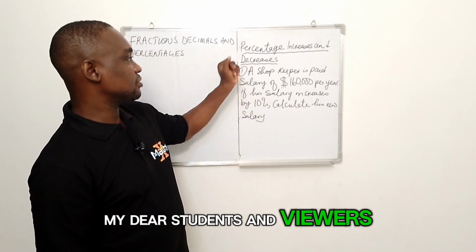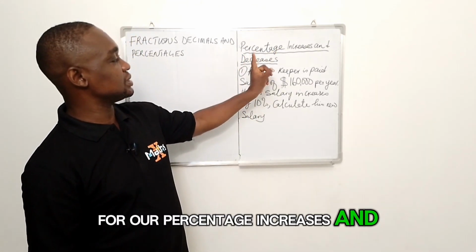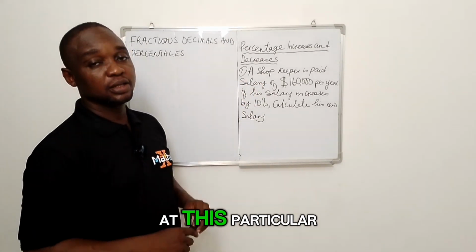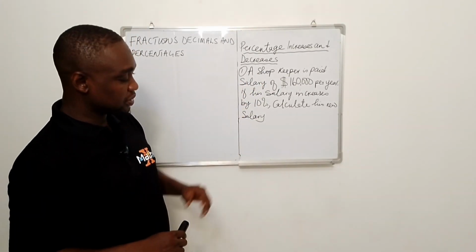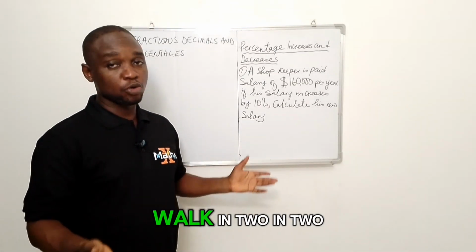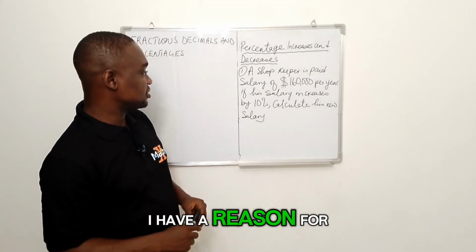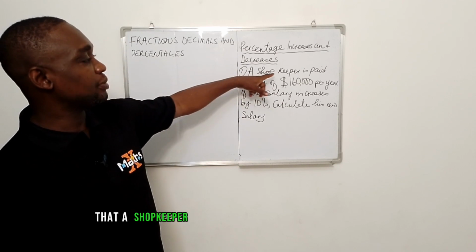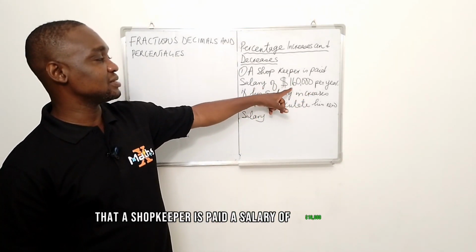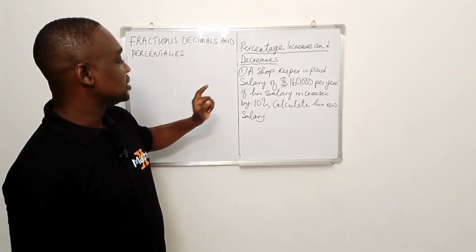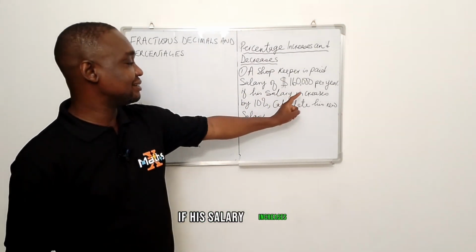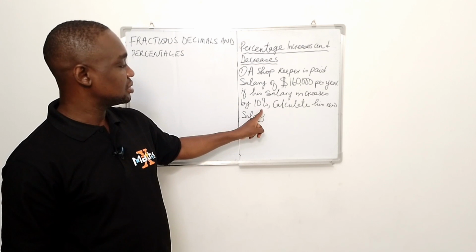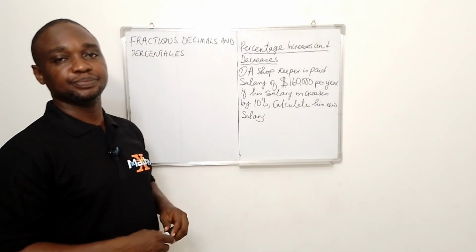So, my dear students and viewers, for our percentage increases and decreases, still on percentages, let's look at this particular example. I can afford to work in two ways. I have a reason for saying that. So let's look at our first example here, that a shopkeeper is paid a salary of $160,000 per year. If his salary increases by 10%, calculate his new salary.